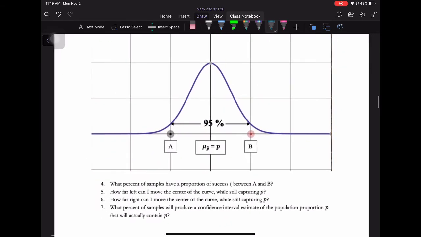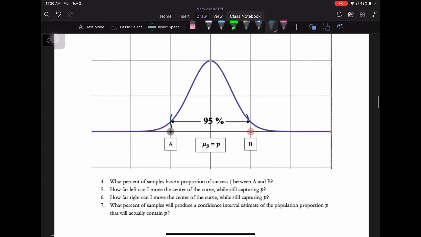Now, I want to know what percent of samples has a proportion of success between A and B. Well, what percent of samples? We're going to say 95% we're going to capture. I can move this curve to the left. How far while still capturing the proportion here? With my 95%, I can take this and move it to the right, to the left. This portion, which splits our 95% in half, we're going to be able to move it 2 standard errors to the left. And the same thing for to the right. Because once I move it to the right past that 2 standard error, my confidence interval ends.